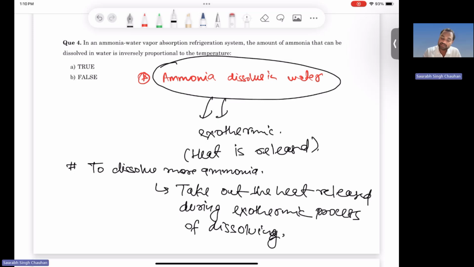In the question, what it is asking, it is saying that it is inversely proportional to the temperature. So it is correct, right? If you remove the heat, so basically you are reducing the temperature, and you are being able to put more and more ammonia, right? To dissolve more ammonia, you need to reduce the temperature. So reducing the temperature basically means taking out the heat, right? So how much ammonia can be dissolved is inversely proportional to the temperature. So this is a true statement, right? So option A, true, right?